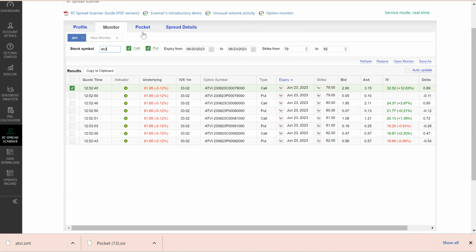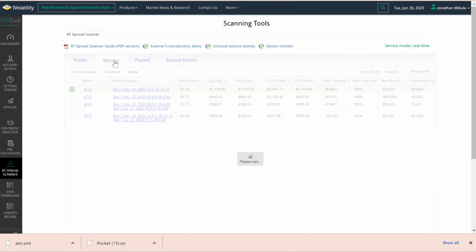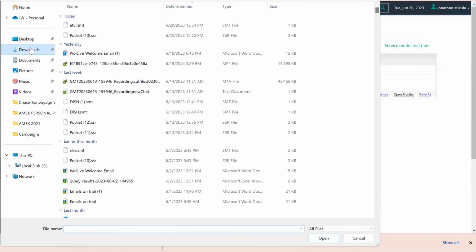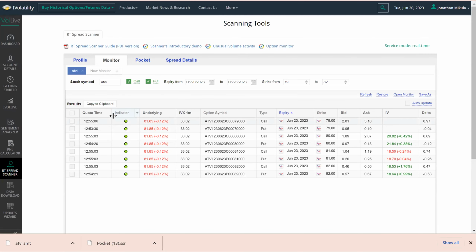And then the pocket, on the other hand, is very, very useful for multiple trades. Like we could have Activision here, we could have Dish here, from last week. And then I'd have this ongoing running list of all these different trades with all these different stocks and all the different strategies that I liked per stock. So that's the difference between the pocket and the monitor. If I came back over here, my monitor is blank, right? Because it's a different technical session on IVolLive, but I could just hit open monitor and then come here. And here is our, voila, Activision monitor.